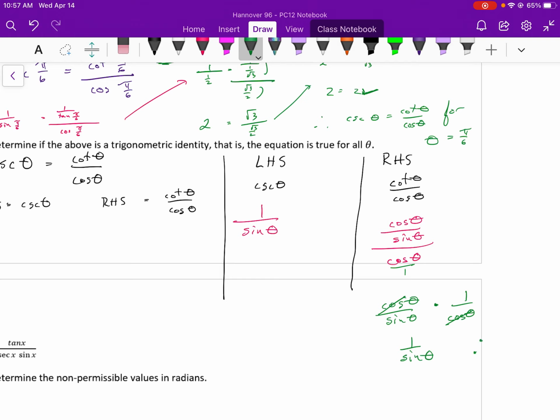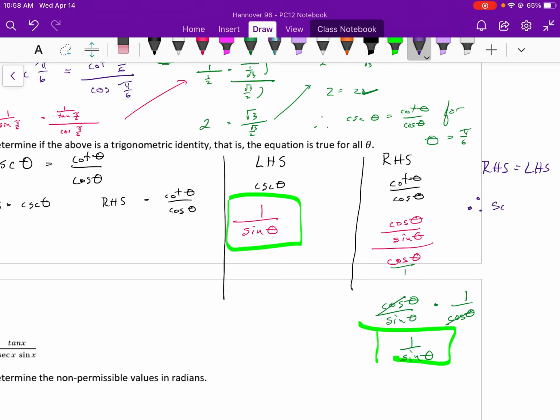And then I could say, now, what have I recognized? I'm going to put this in a box, and I can say right-hand side is equal to left-hand side. I know that bothers some of you because I wrote right-hand side first, but then I could say, therefore, cosecant theta is equal to cotangent theta over cosine theta. These two are actually the same quantities.